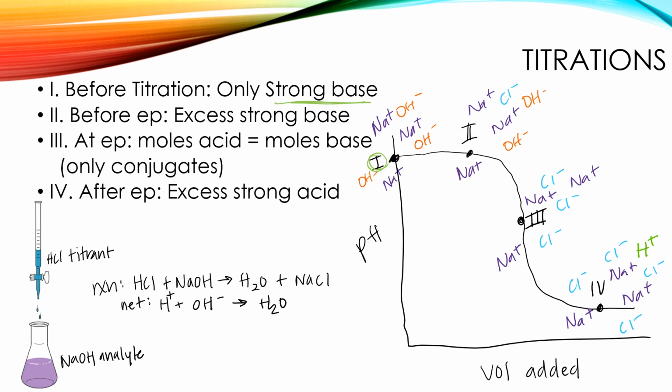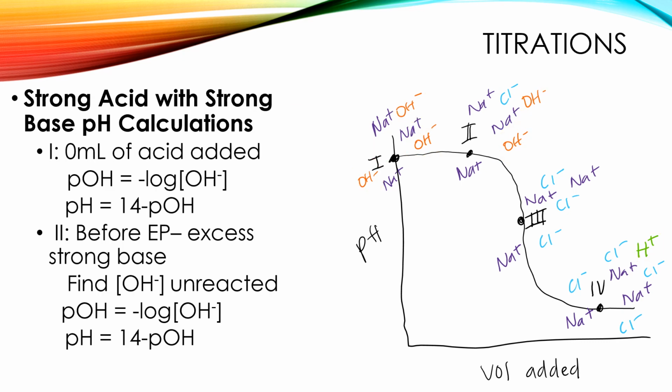So now in the beginning, we only have strong base, so we only have sodiums and hydroxides, and so my pH is all going to be based on these hydroxides. So then before my equivalence point, I have excess hydroxide, but less than I started with. Then I'm going to be neutral, again, pH of 7 at the equivalence point, and then after the equivalence point, I've used up all my base, and so now I'm going to have excess acid. So it's just like the last curve, just flipped.